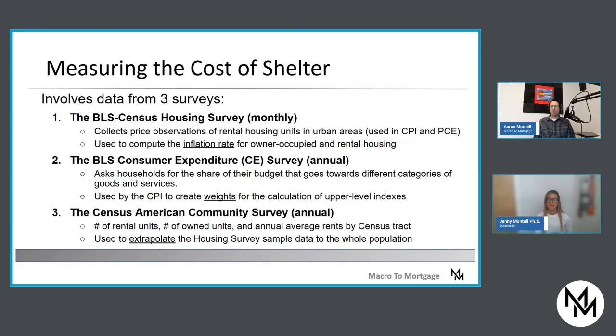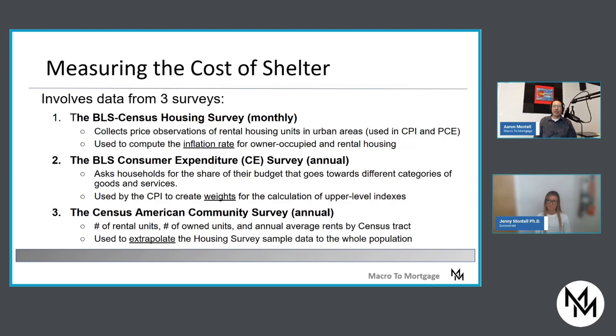Then there's the Census Bureau's American Community Survey, which is annual, and it has the number of rental units, number of owned units, and annual average rents by census tract. And so these data are used to extrapolate the data from the housing survey sample to the whole population. And both those last two points I think are really critical to understand, and I know we're going to get more into them, but I really want to underscore that the OER question in the CE survey is not used to determine the dollar amount which somebody would rent their house for. It's used to determine the weighting of that component of shelter within the survey. That's it, full stop.